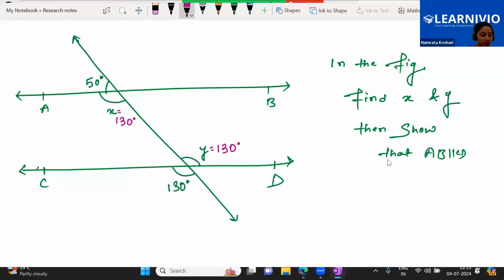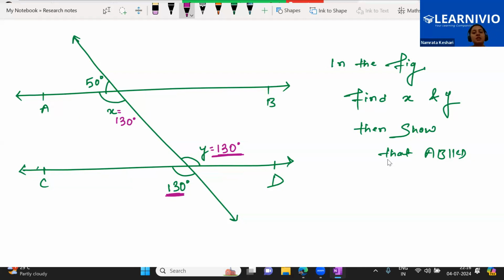I think I'm missing the name. Okay, so nothing is mentioned. So this is 130 degrees, so obviously this will be 130, vertically opposite angle. We can see over here, we have to prove whether AB and CD are parallel. First we have to find X, then we have to find Y, and on the basis of X and Y values, we have to show that AB and CD are parallel.